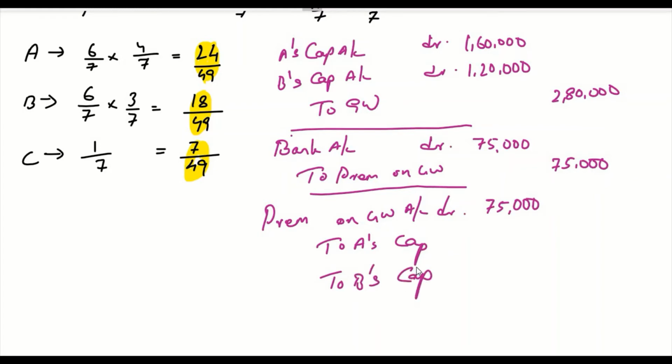Here the sacrificing ratio is the same, it is 4:3. So it's going to be 42,857 and 32,142.